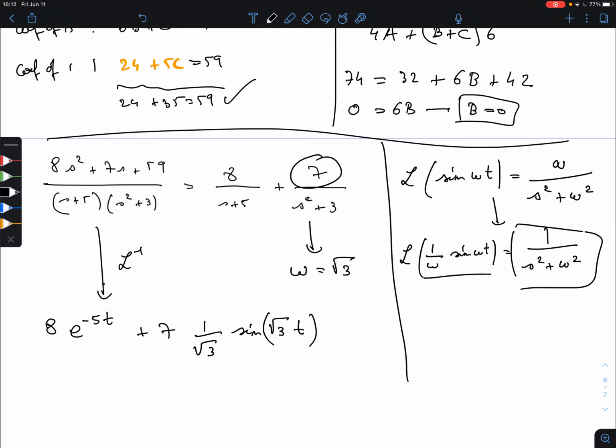But what when you have a shift? Let's see here. I'll make this my last example.